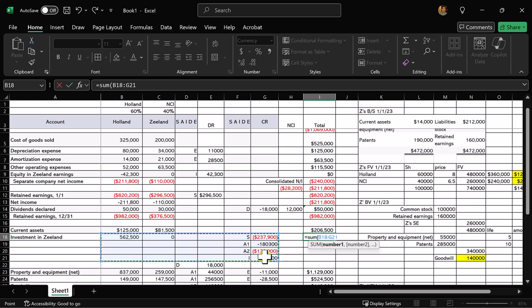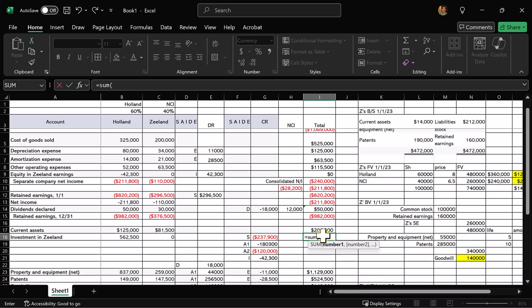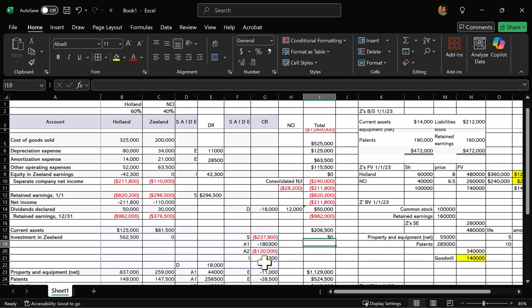And what do you think the answer should be? Huh, I forgot this 18,000. We know it's supposed to be 0. Wait a minute. My formula, equal sum paren, cells to add up, and just enter. Okay, that's your control, right? Got to be 0. You cannot own yourself.